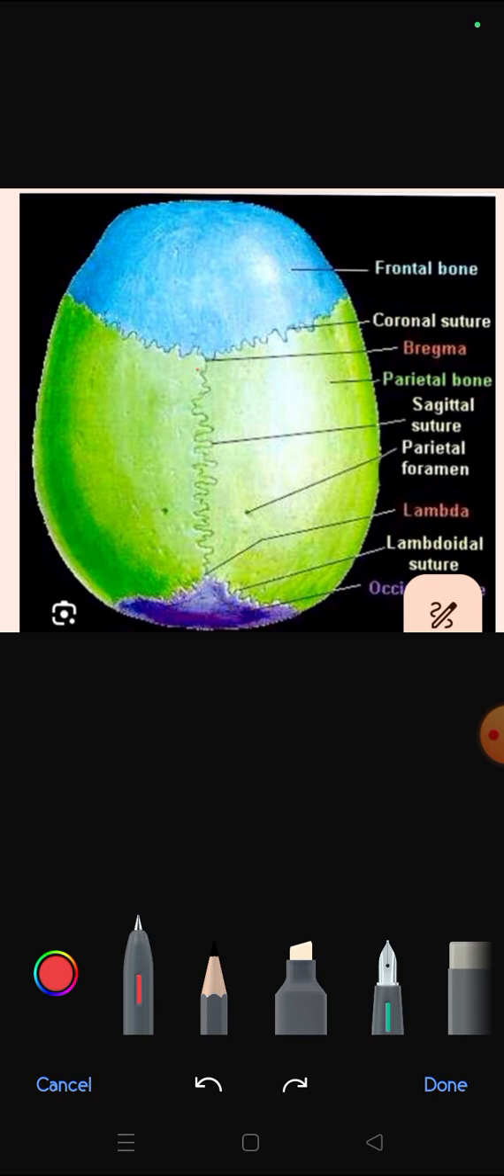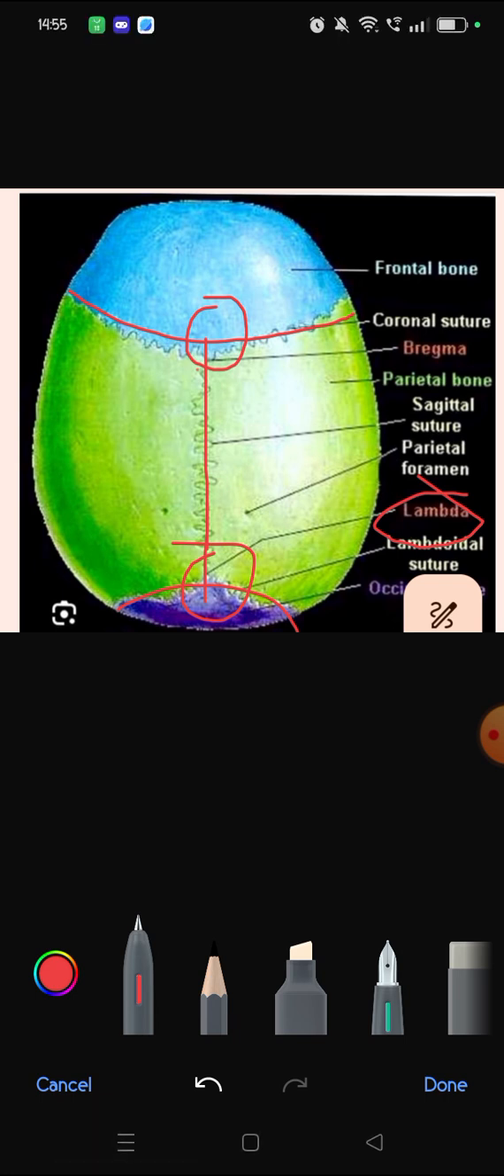Now we will see some points. This is a point known as bregma. It is the meeting point of the coronal suture and the sagittal suture. You can see here that this coronal suture is meeting with the sagittal suture. Now this is the point of meeting of the lambdoidal and sagittal suture. It is known as lambda. So bregma is the meeting point of the coronal and sagittal suture, and lambda is the meeting point of the lambdoidal suture and the sagittal suture.